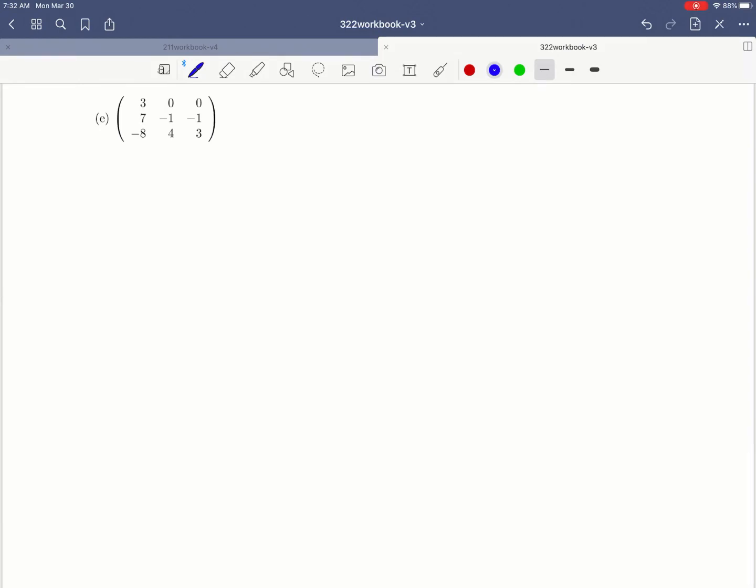Hello everybody and welcome to exercise 1E on page 107 of the workbook. This exercise has its instructions back a couple of pages, so let's remind ourselves of what those were. They're giving us a matrix and asking us, is this a diagonalizable matrix? And if it is, to find those special matrices Q and D that we've been talking about.